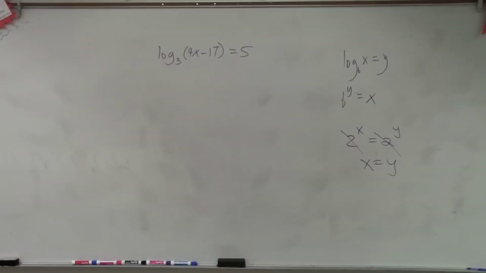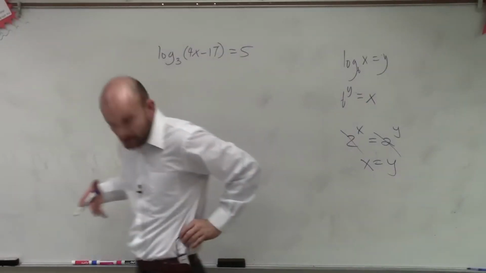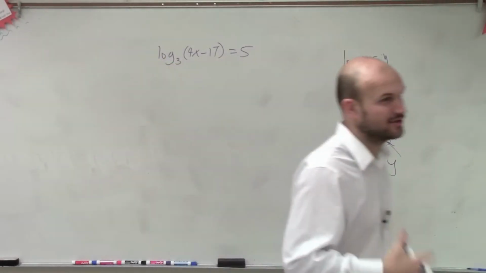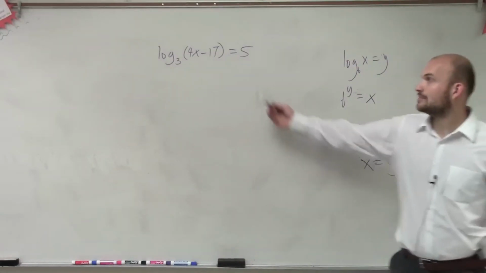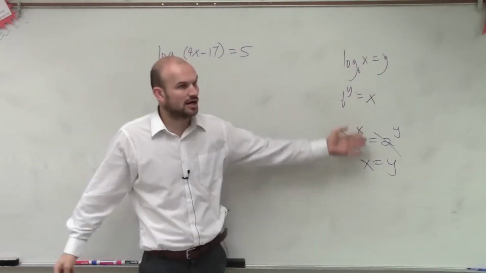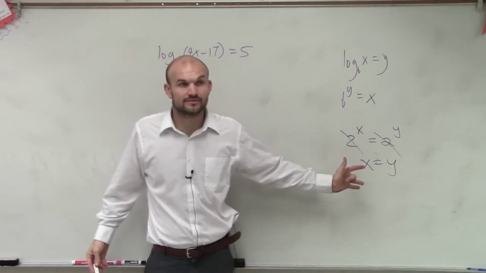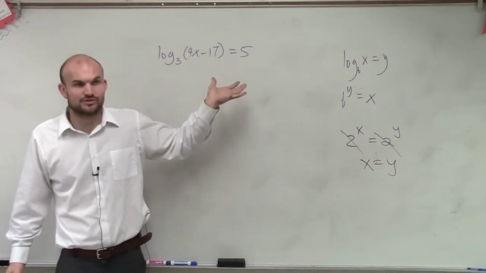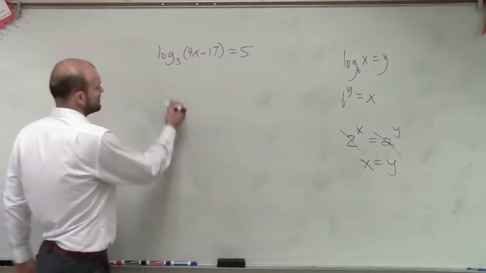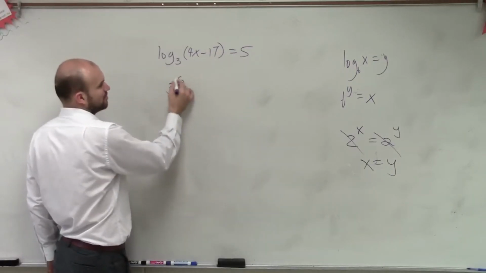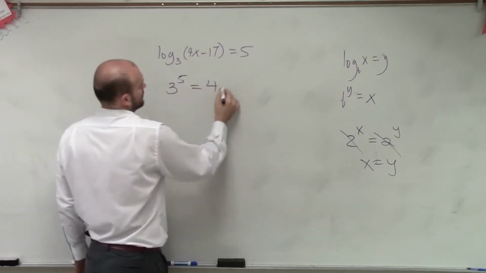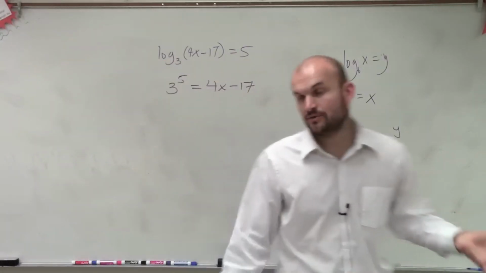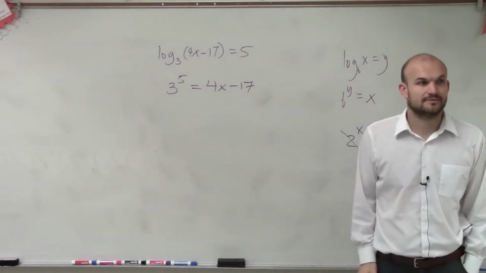When looking at this problem, again, I'm giving you another equation for you guys to go and work on. So we can't solve it right now by using our properties of equality with exponents, right? But what can I do? What have I learned to do with a logarithmic equation? I can always transfer it to exponential. So to rewrite it in exponential form, since we've done so much practice with this, it's 3 raised to the 5th power equals 4x minus 17.